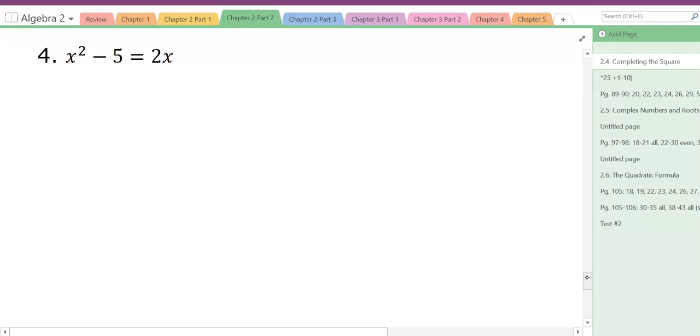So the first thing again is I want to rewrite this. I want my x squared and my x term to be together, and I want that number to be on the other side of the equal sign. So I want to switch the negative 5 and the 2x around.